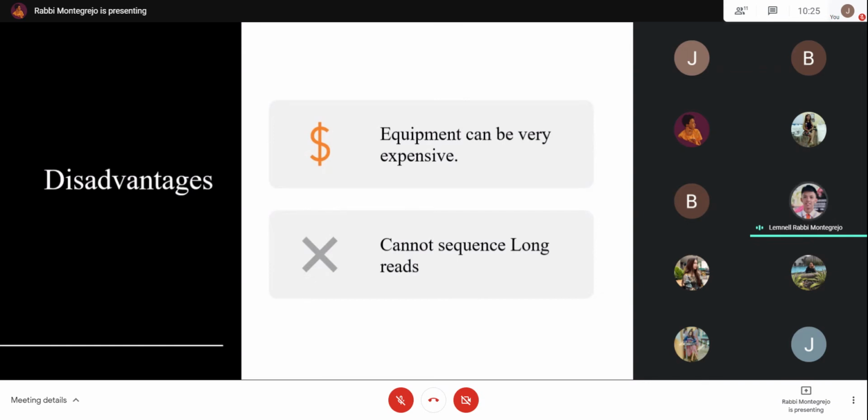Disadvantages on this method, however, is that equipment can be very expensive. A single machine developed by Illumina, which is the pioneer aning method, cost around $650,000. So mahal jud siya. And another is that it cannot also sequence long reads, kay mugbo raman iyang kaya.